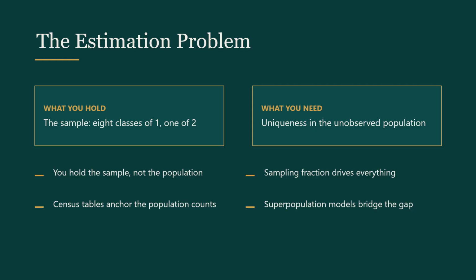Ingredient 3. A superpopulation model. This is the statistical machinery that assumes the finite population was itself generated by some underlying probability distribution, which turns an impossible counting problem into a tractable parameter estimation problem. The observable input to that model is the class size spectrum, the count of how many classes have exactly one record, how many have exactly two, and so on. Springfield's spectrum is 8 classes of size 1 and 1 class of size 2. That little vector of counts is what the next 2 slides feed into an estimator.